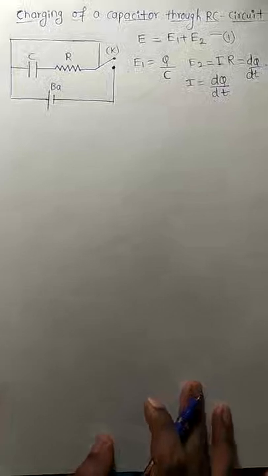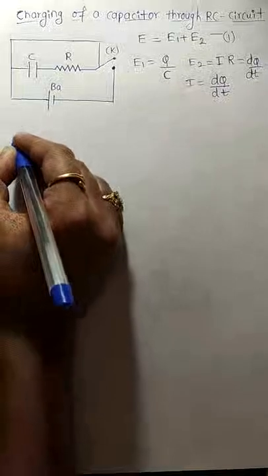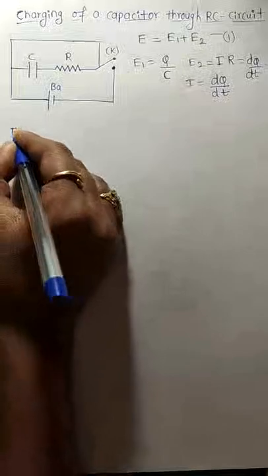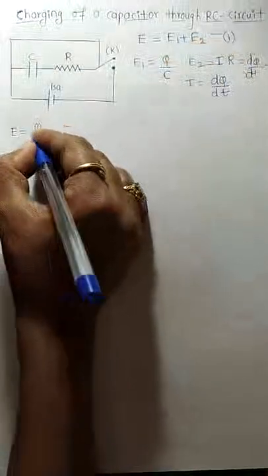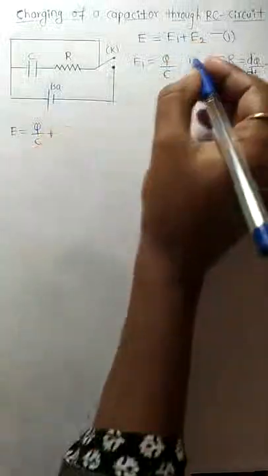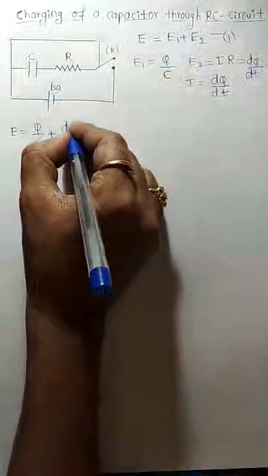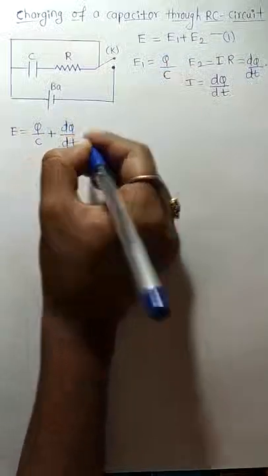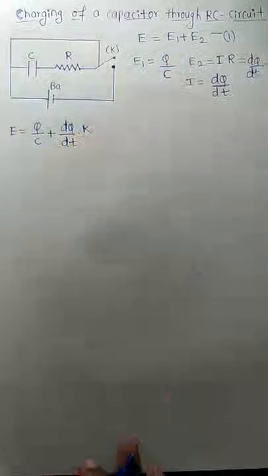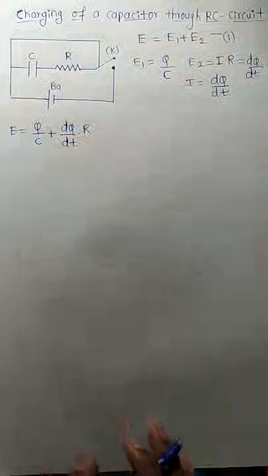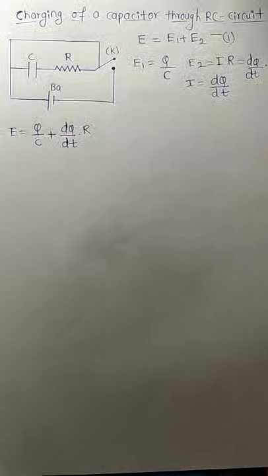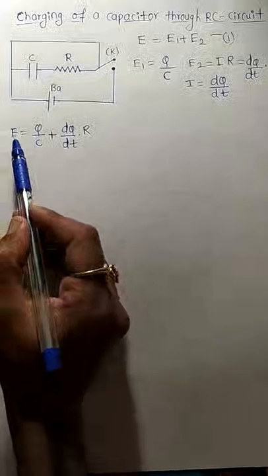So now our equation becomes, now I'll write here. So now the equation becomes E is equal to, what is the E1 value? Yeah, Q by C, plus what is the E2 value? Yeah, dq divided by dt into R. So this is the equation we got by substituting just the E1 and E2 values. Okay. Now next I should find the E value.